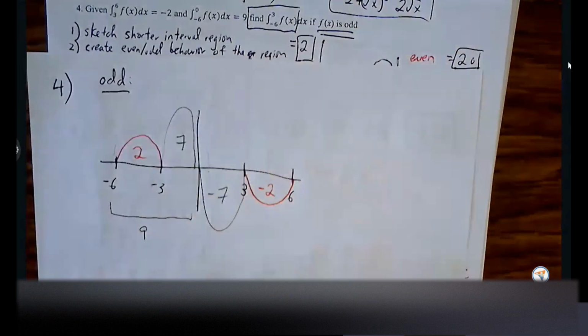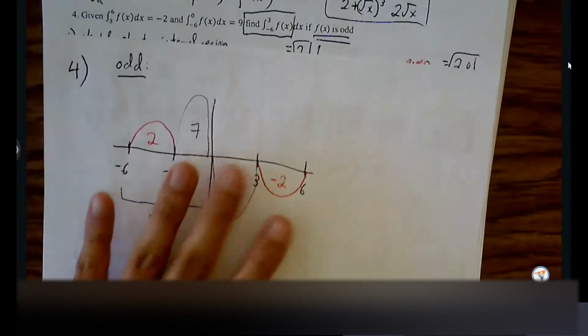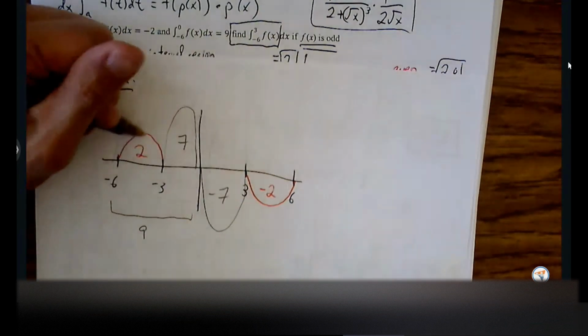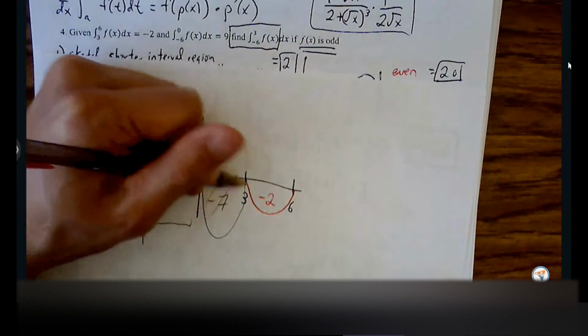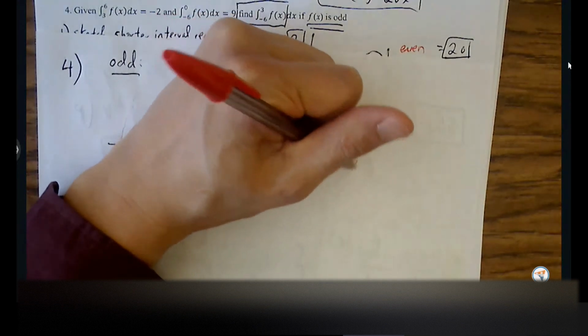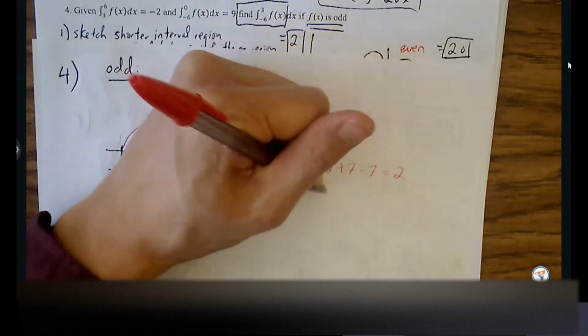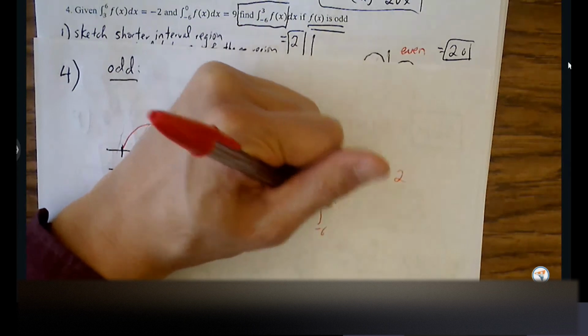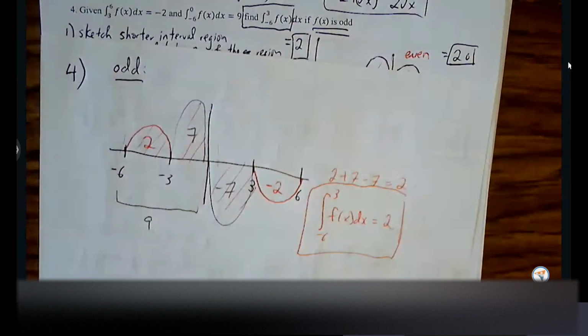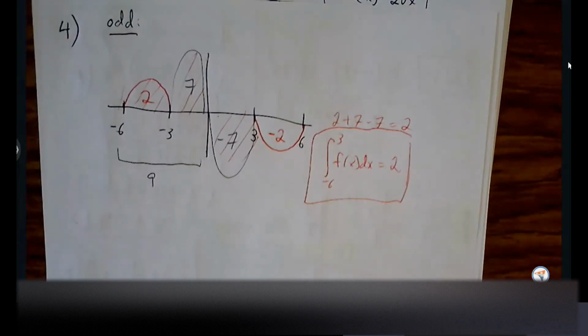So now we can answer the question. What is the region total from -6 to 3? So we just total the values that we see in that region. 2 plus 7 minus 7 is 2. So we can say the integral from -6 to 3 of our function is 2. Okay, does that make sense? Yeah, it does. Okay, let me show you what even looks like.